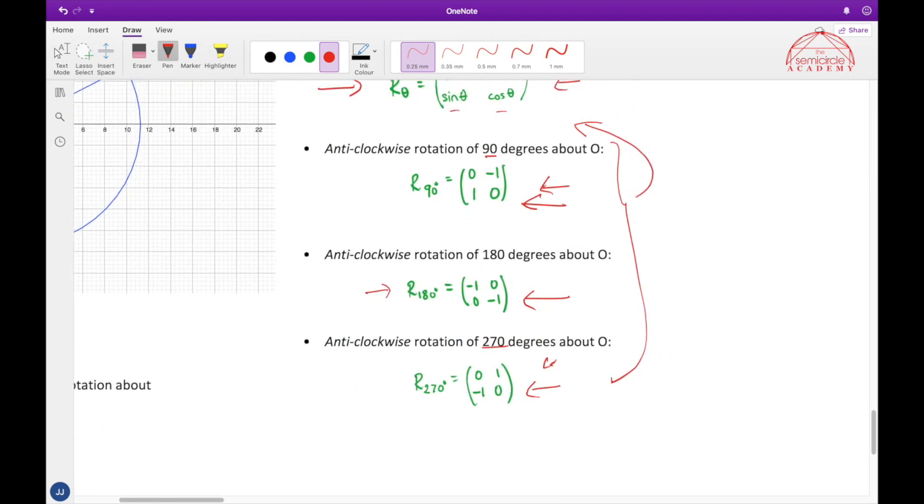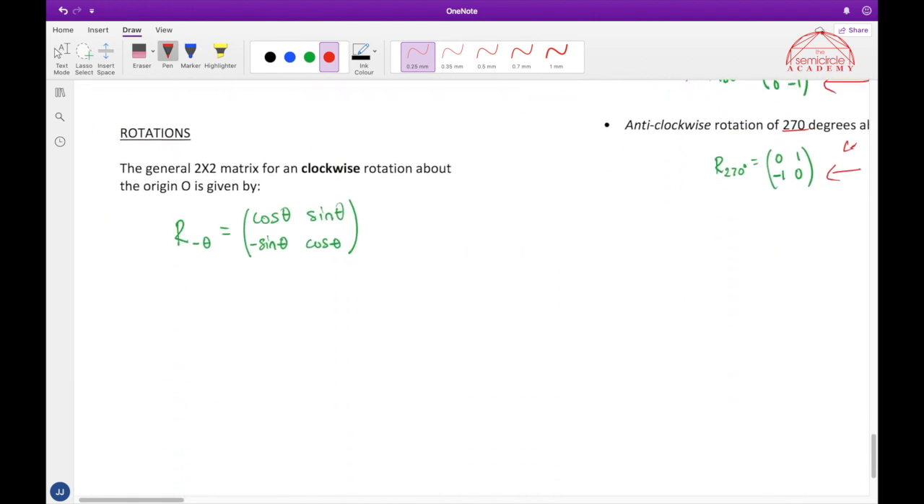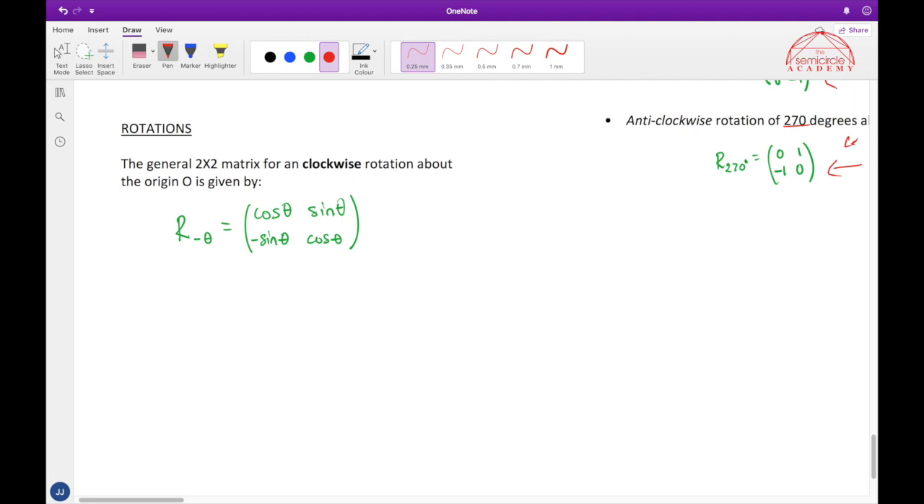Now I want you to keep in mind that this is the matrix for an anti-clockwise motion, where theta is positive. We have a different matrix for when theta is negative, that is a clockwise rotation, and that is given by this matrix: cos theta, sine theta, negative sine theta, cos theta, for any value of theta. So we have two different matrices for clockwise and anti-clockwise motions.